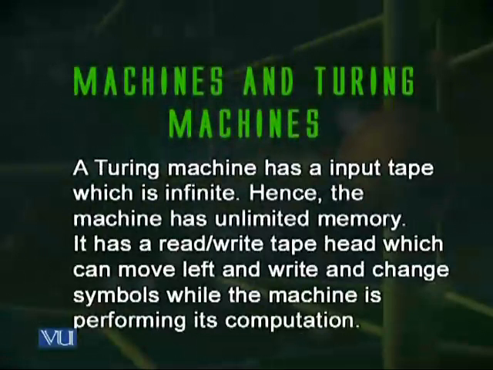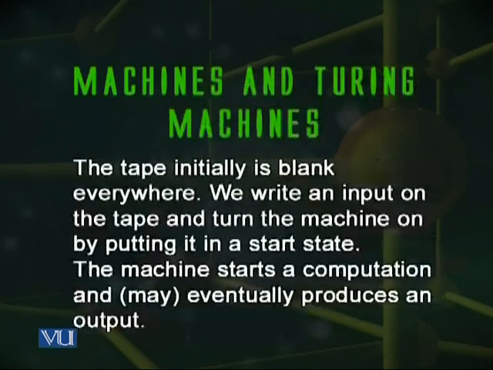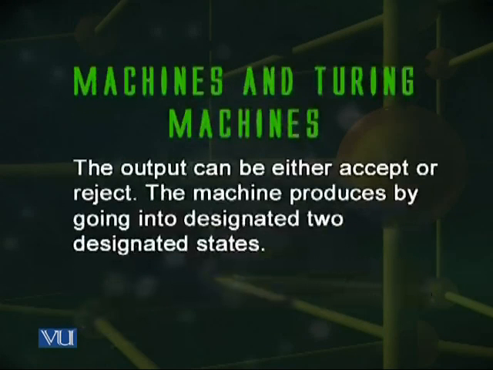A Turing machine has an input tape which is infinite, hence the machine has unlimited memory. It has a read-write tape head which can move left and right and change symbols while the machine is performing its computation. The tape initially is blank everywhere. We write an input on the tape and turn the machine on by putting it in a designated start state. The machine starts a computation and may eventually produce an output. The output can be either accept or reject. The machine produces this output by going into two designated states which are labeled the accept state and the reject state.